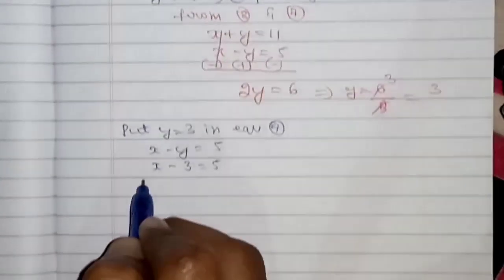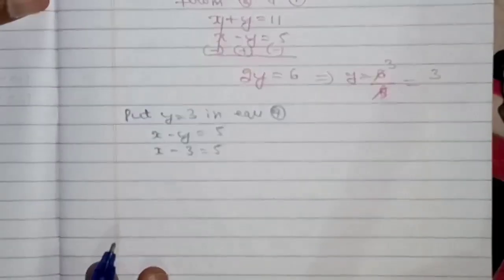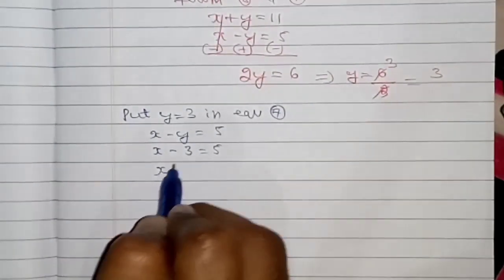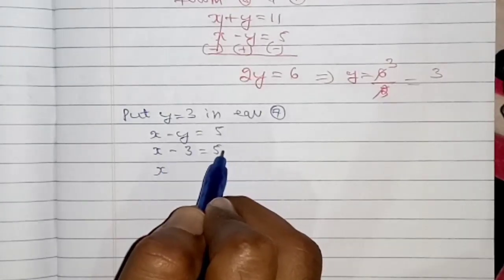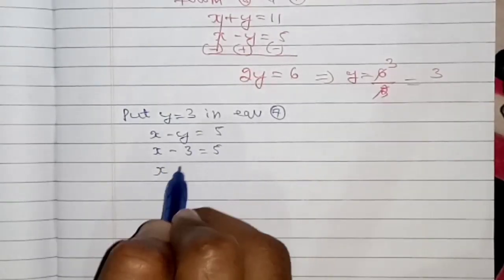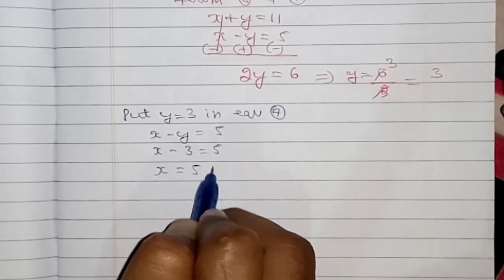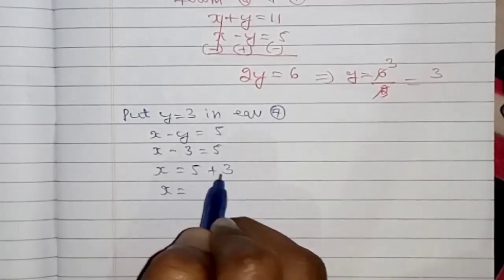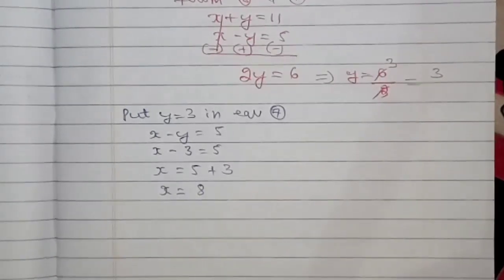Now just send the minus 3 to the right hand side. If you send minus 3 to the right hand side, it will become plus, right? So therefore x is equals to 5 plus 3, so x is equals to 5 plus 3 is 8. So nothing but this is the answer.